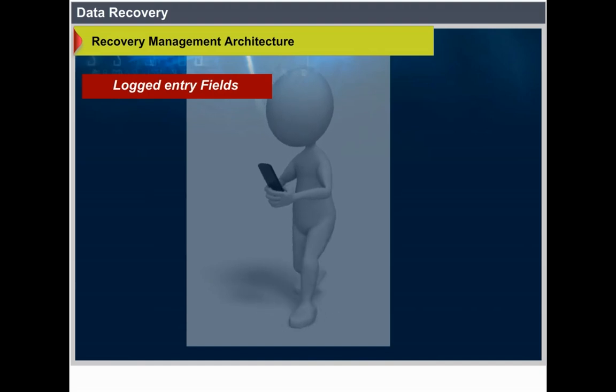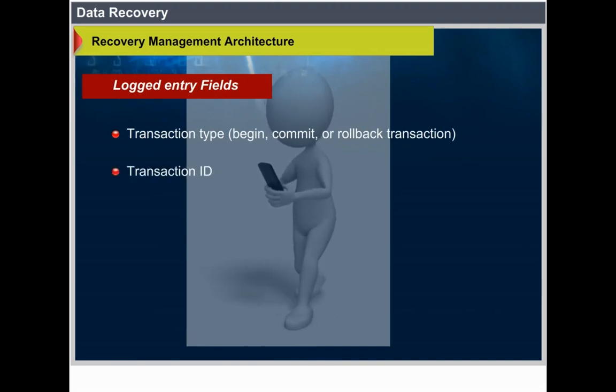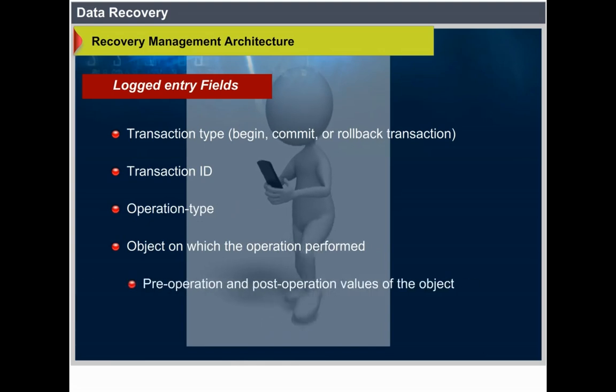Logged entry fields. Transaction type: begin, commit or rollback transaction. Transaction ID. Operation type: the object on which the operation is performed. Pre-operation and post-operation values of the object.